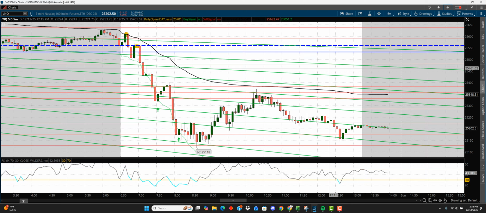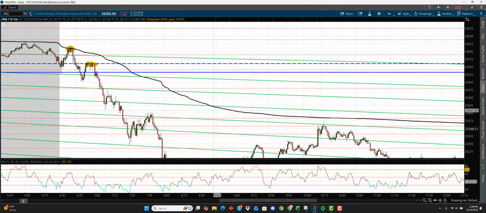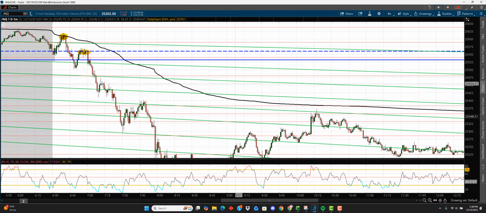And regarding the VWAP, see how the market climbed back up to the VWAP. It didn't really touch the VWAP, but it almost went up there. All right. So let's jump to the 1 minute chart, and we'll analyze.